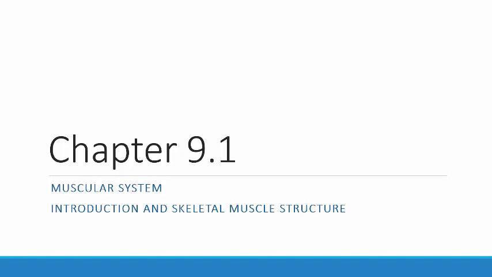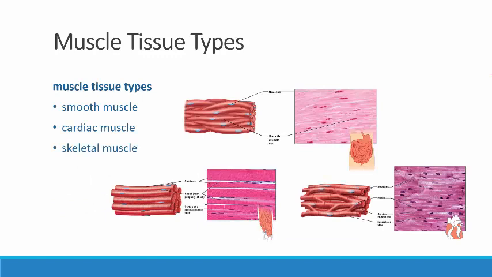So here we are in Chapter 9, and we're going to start looking at skeletal muscle. Now, this chapter discusses all three muscle types: smooth muscle, cardiac muscle, and skeletal muscle. And I've got some pictures here to remind you of some of the characteristics of each of these kinds of muscle cells. But it will focus primarily on skeletal muscle. At the very end, we'll talk a little bit more about some of the characteristics of smooth and cardiac muscle, but primarily this chapter is about skeletal muscle.